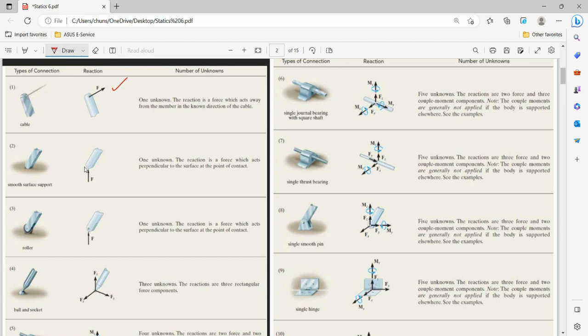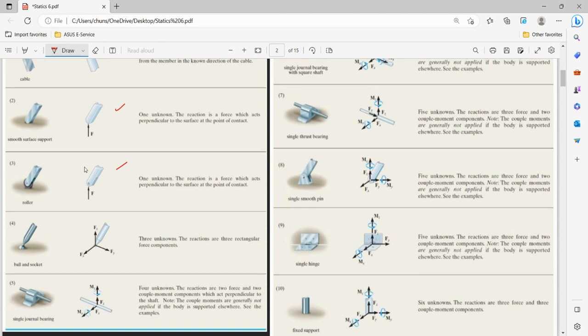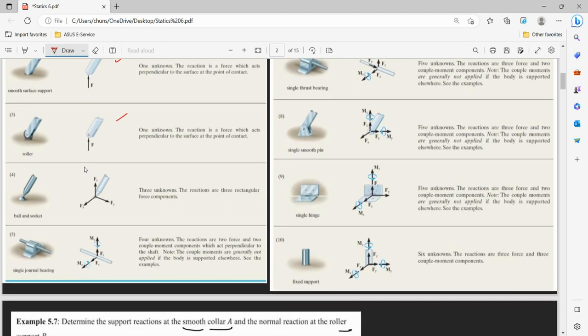So some that I'm just going to skip over really quick. Cables we covered in the last video. So the force just points in tension along the cable. For smooth surfaces and rollers, we just have our normal forces. So those ones are okay. We don't have to worry about these ones. Okay, so next we have a ball and socket.